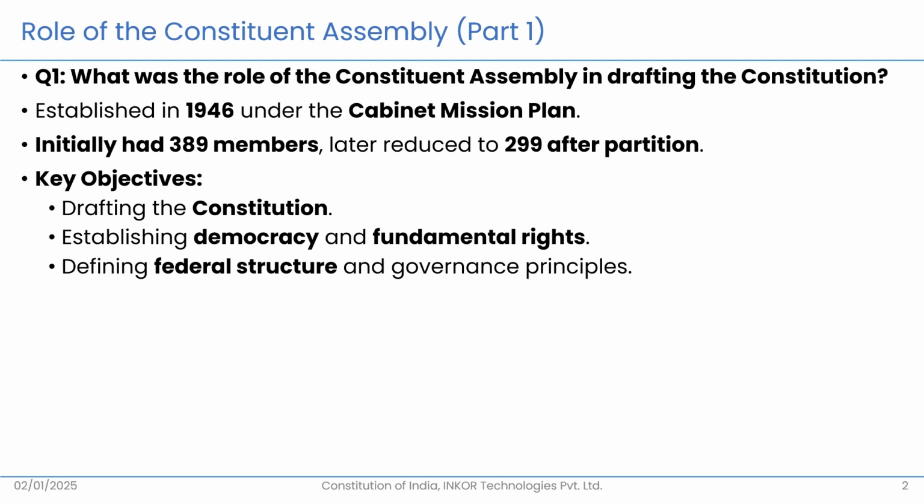The Assembly had several key objectives, including drafting the Constitution, establishing democratic principles, defining fundamental rights, and outlining the federal structure that balanced power between the central and state governments.